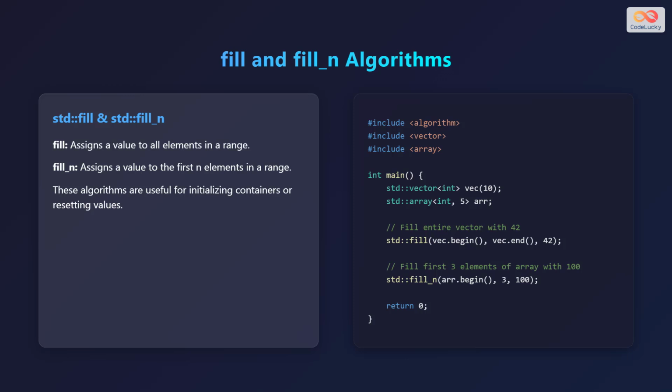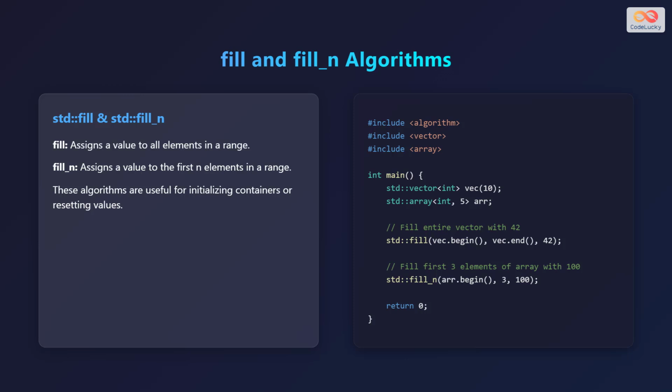Let's explore the fill and fill_n algorithms. Fill assigns a value to all elements in a range. Fill_n assigns a value to the first n elements in a range. These algorithms are useful for initializing containers or resetting values. Now let's look at a code example.